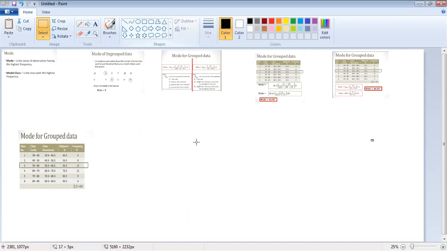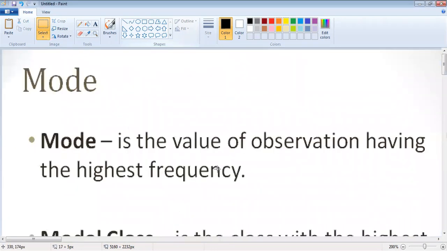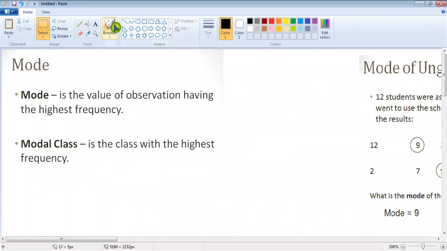Okay, so we will just go through quickly about the mode of a group and then group data. By definition, mode is a value of observation having the highest frequency. When we say highest frequency, it refers to the most repetition. So in a set of data, this will be the one with the highest frequency.